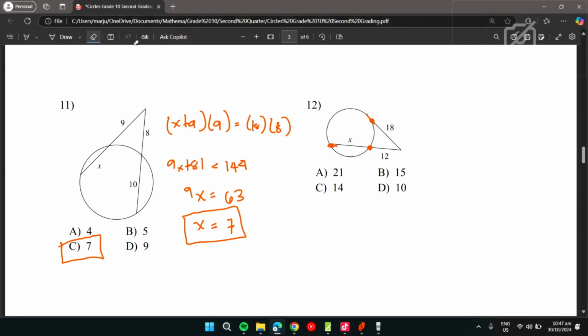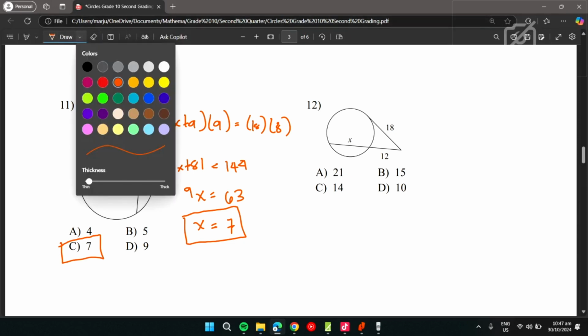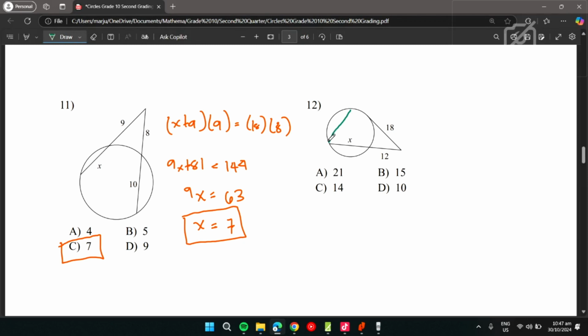Alright? Pag chord naman, ito yung chord. Yung endpoints niya is on the circle. Yung mga nasa loob. Yung endpoints is nasa circle. Yan. That's a chord. Okay? So, let's do number 12.